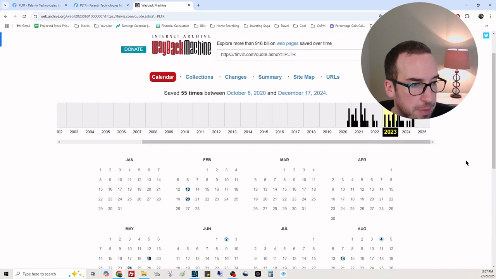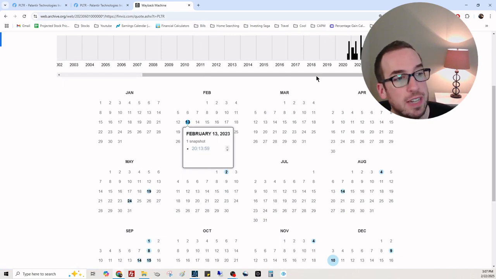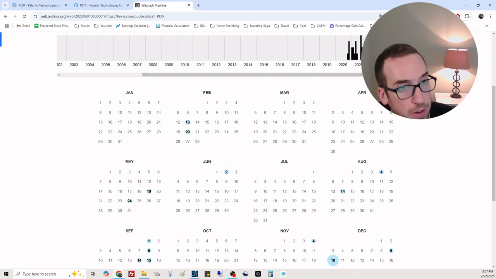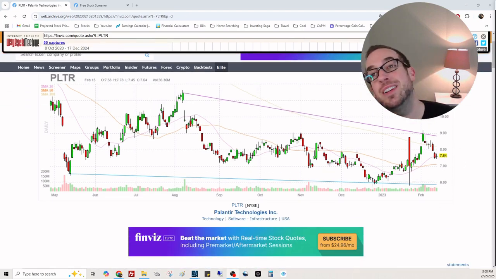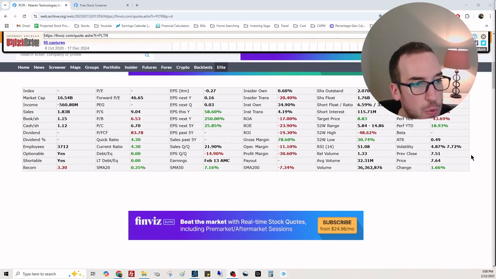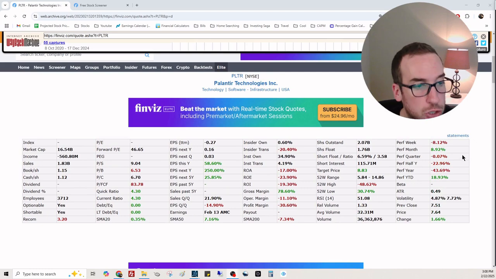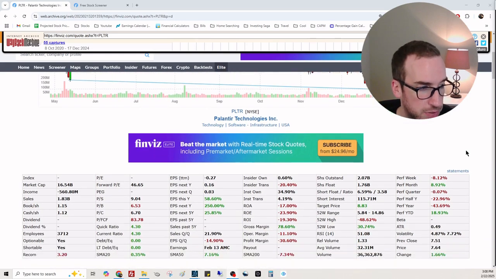Let's click 2023, and let's just look at the first one. So I've clicked it, and now we're going to go ahead and go here because it's already loaded. This is what's going to load. Palantir when it was $7.64. This is how it looked. Palantir looked like this before going from $7.64 to over $100.